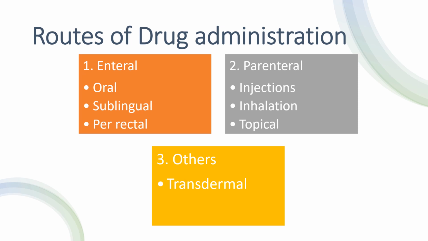So the routes of drug administration are basically divided into two categories, enteral and parenteral. Transdermal is included in parenteral or categorized in another category. In both ways it can be categorized. Enteral includes oral, sublingual and rectal, while parenteral includes injections, inhalations, topical and transdermal.